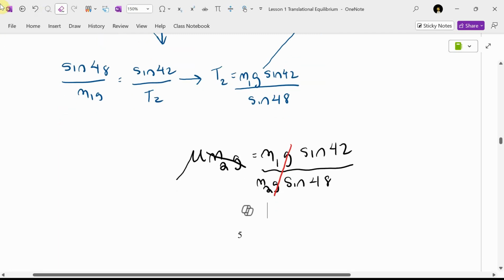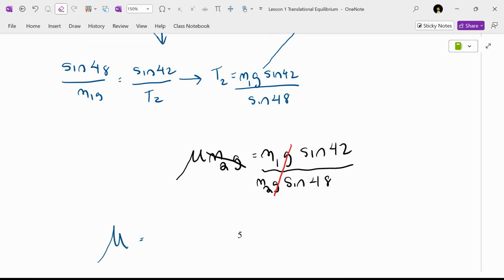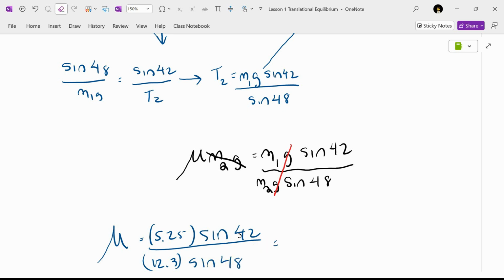So mu is going to be M1, I've scrolled down. What was M1? Sine 42 divided by M2. What's M2? Sine 48.